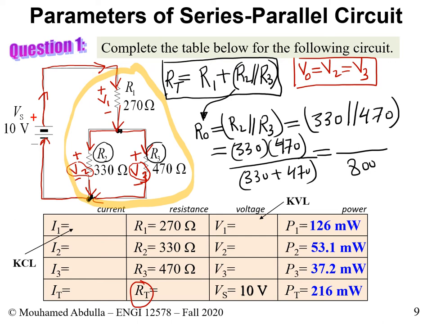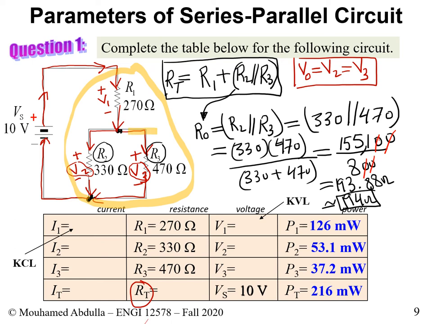On top, we could maybe use a calculator to go a bit faster. So 330 times 470 gives us 155100. We could cancel the zeros that we have, so that simplifies what we have here. If we do the division, 1,551 divided by 8, this should give us 193.88 ohm, or if you will, we could simply write it as approximately 194 ohm. This is with three significant digits. So this is 194 ohm, the collection of these two resistors together.